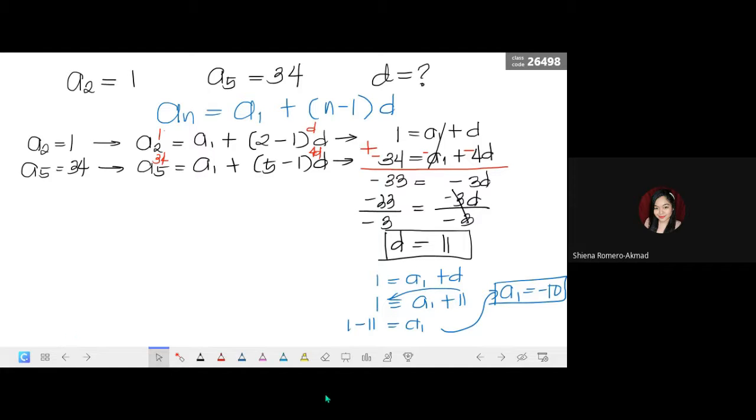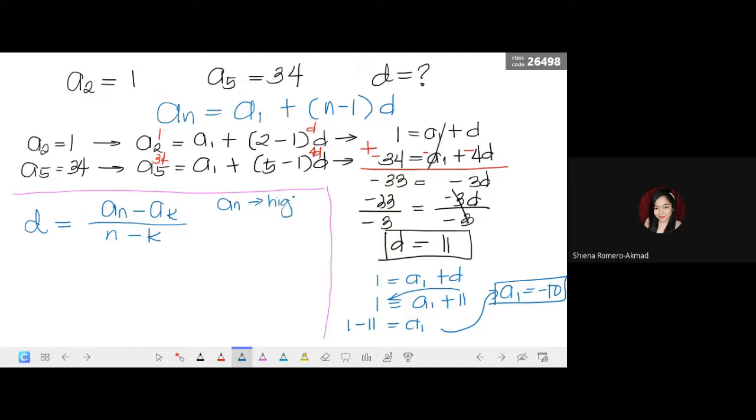Pero, this time, I would like to add another formula na mas madali kumpara dito sa ginagawa natin. Okay? So, ano yung formula na yon? Lagay lang tayo ng bounding. Ayan. The formula is difference. We call this difference formula: A sub n minus A sub k divided by n minus k. Where yung A sub n natin is the higher term, and yung A sub k natin is the lower term.